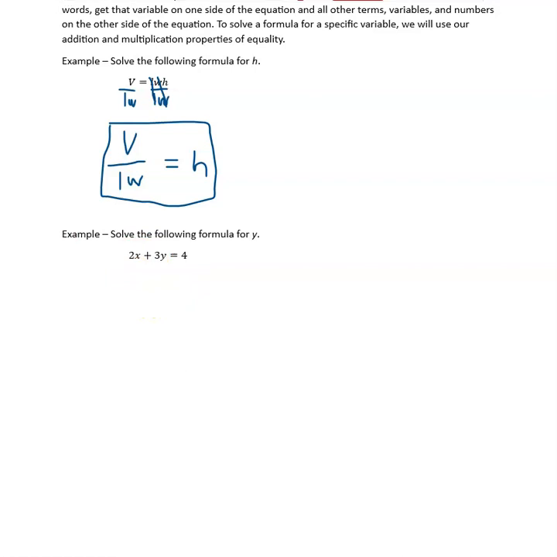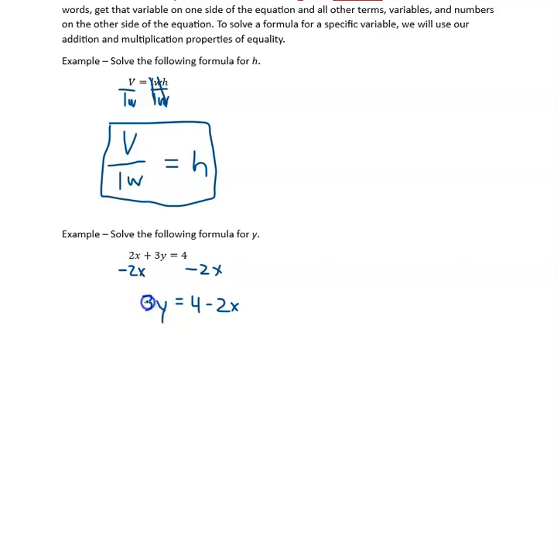So the first thing that we have to do is to get rid of the 2x, or move the 2x to the other side, using the addition property of equality. Since the 2x is positive, or has been added, we're going to do the opposite and subtract it from both sides. So we're going to subtract 2x. On the left, we end up with 3y, and on the right, we end up with 4 minus 2x. So now we have the y term isolated, but now we need to get the y completely isolated.